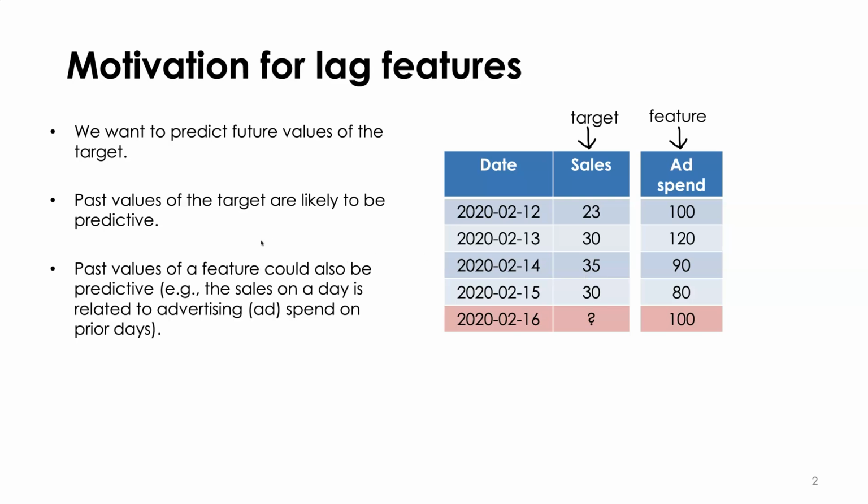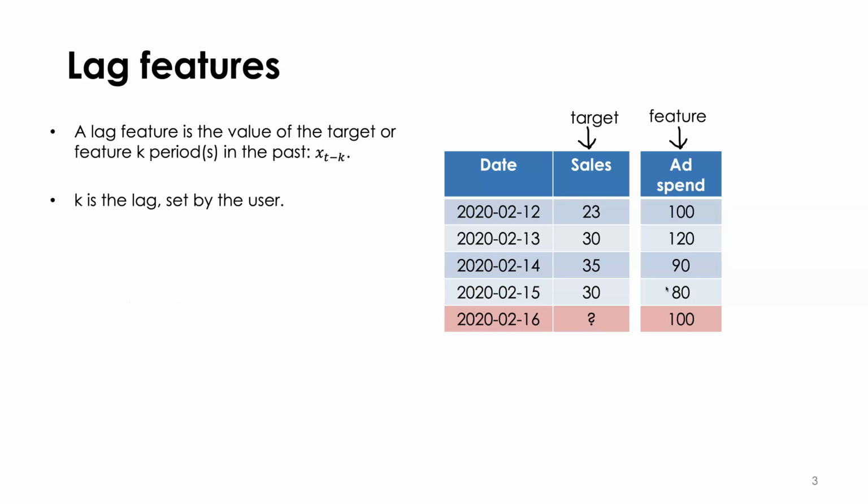Now, that intuition also extends to other features. So the past values of a feature could also be predictive. For example, the sales on a given day could be related to the advertising spend on previous days. So a lag feature is where we're using the value of the target or feature k periods into the past. So we're directly using the past value of the target or feature itself. The amount by which we lag is called k, and we set it ourselves.